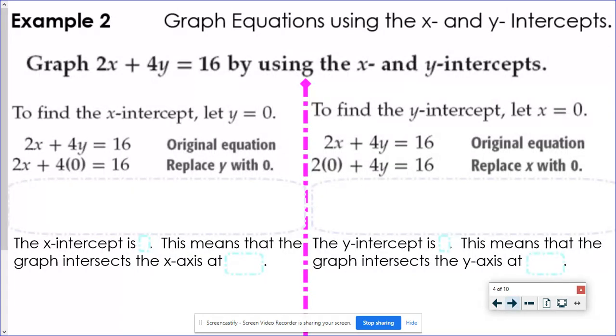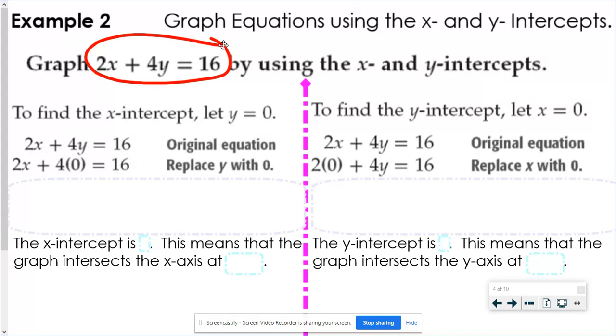So here's the equation I'm worried about: 2x plus 4y equals 16. I want to graph this using x and y intercepts. And again, this has a lot more work shown than what we're going to really be doing, but I want you to be able to understand what's happening in each of these parts. So to find the x-intercept, if you think back to that last slide, I said, if I want the x-intercept, the x has to be a number that's not the 0. That means that the y is the 0.